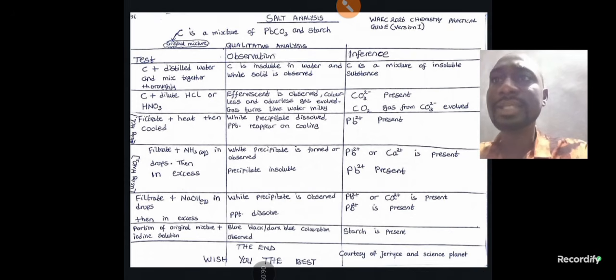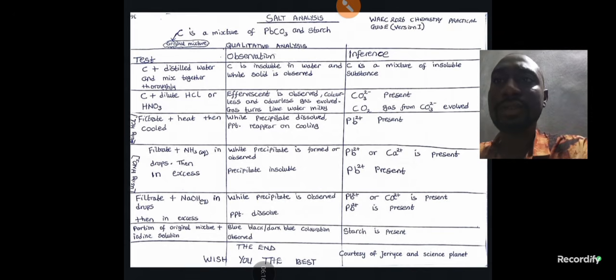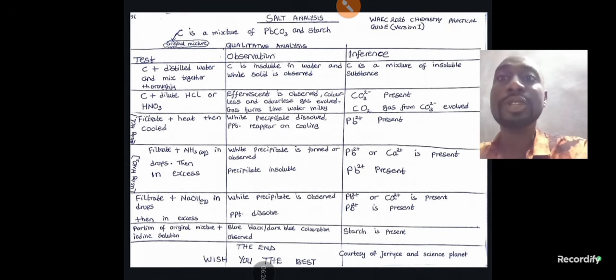So when you heat it, in your observation, you will notice that the white precipitate dissolves. Then when it cools, it will reappear. The precipitate will reappear when it's cool, but when it's hot, it will dissolve. So in your inference, you write lead ion is present. That's Pb2+ is present. Lead ion is present.